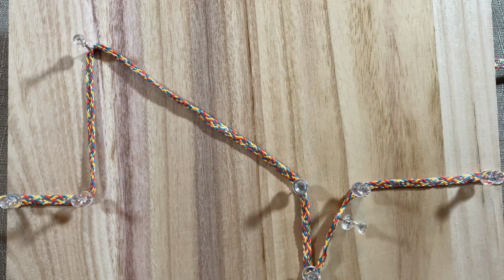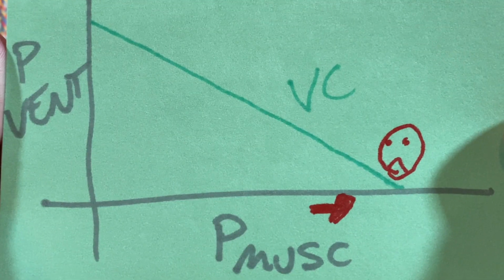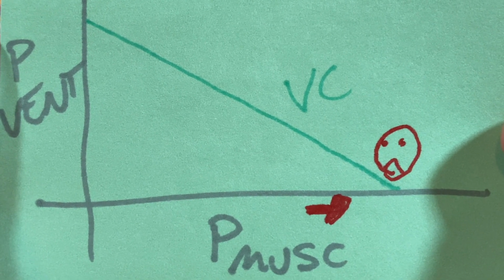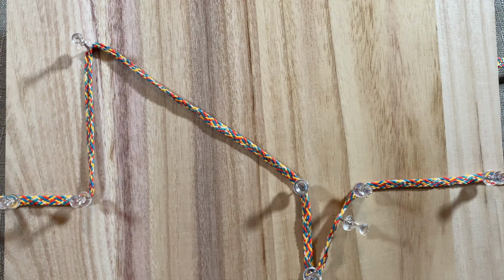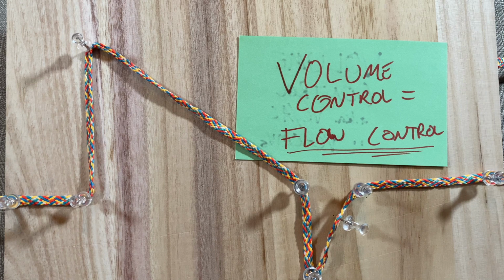The reason why this is the ideal mode to discuss flow starvation or work shifting is because there is a distinct relationship. As P musk increases, P vent decreases to the point where there is no support available from the ventilator. This is a sad situation. When we're thinking about volume control, remember that volume control is the same as flow control. If you're controlling one, you're controlling the other.